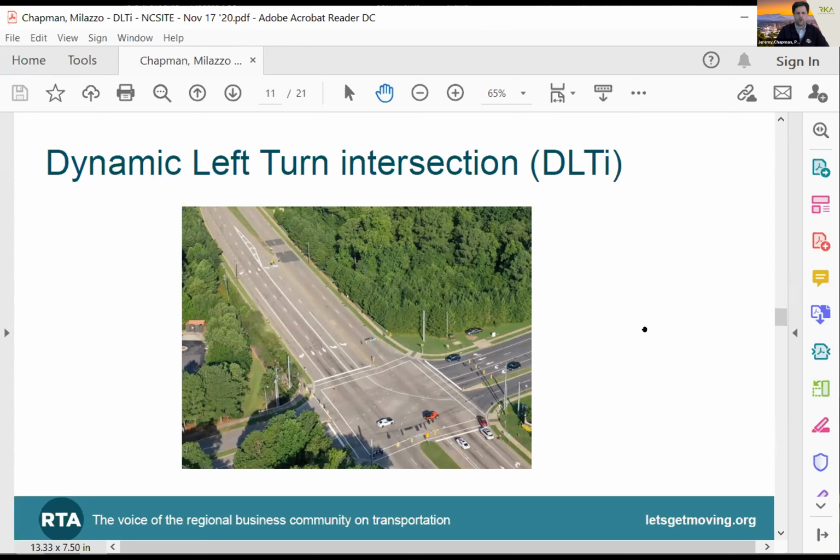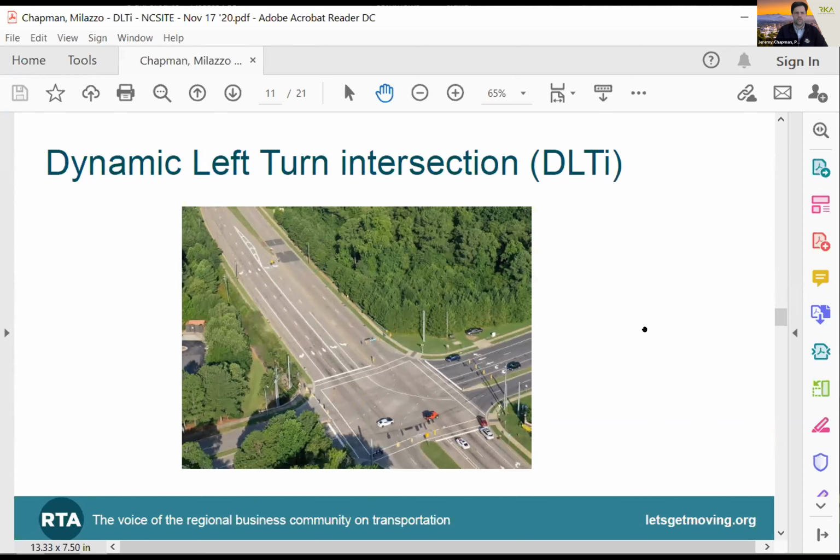So could we do all of this with technology that is straight out of the manual and applied per the manual? And between the federal and the North Carolina MUTCDs, that was achievable with these configurations.